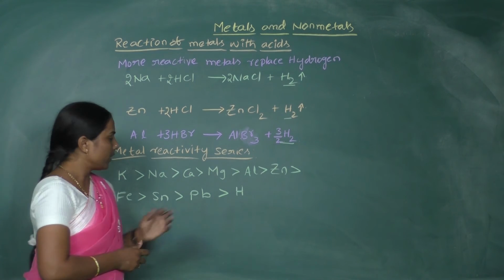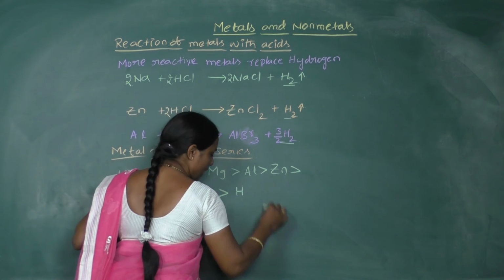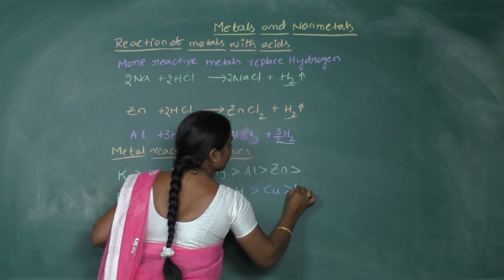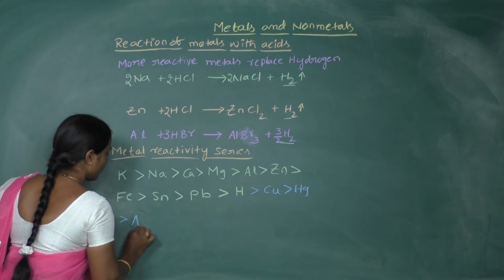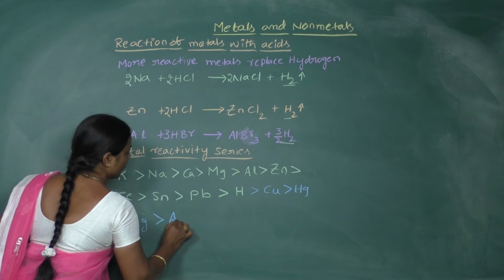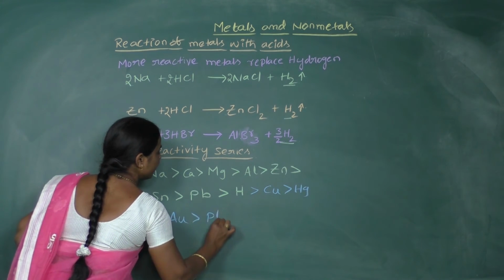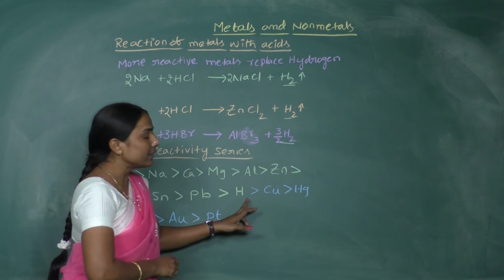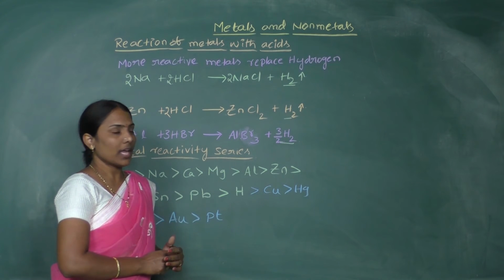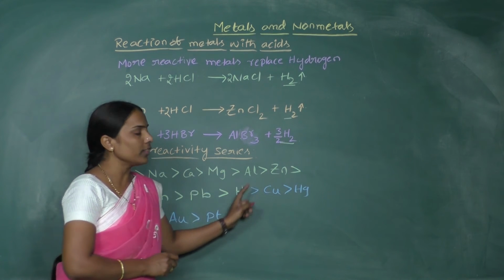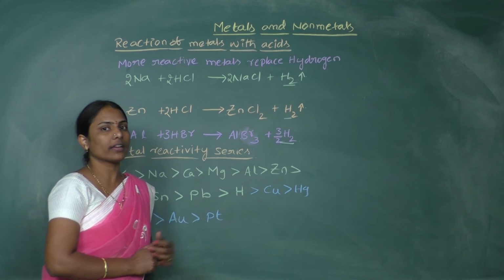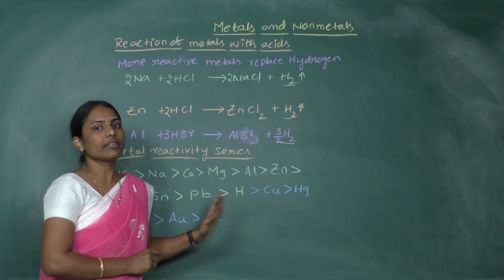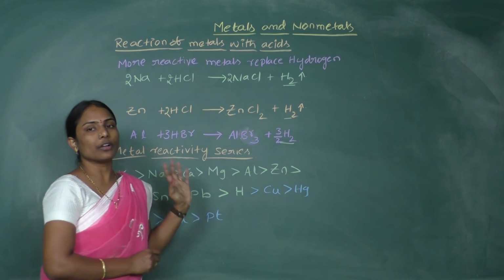The release of hydrogen when the given metal reacts with the acid indicates that the metal is more reactive than hydrogen. Now, in its continuation, we have copper, mercury, silver, gold, and then platinum. These metals are less reactive than hydrogen. Its meaning is, if these metals are made to react, sometimes there is no reaction, and even if a reaction occurs, hydrogen will not be released.